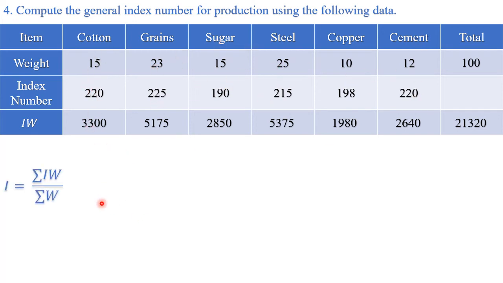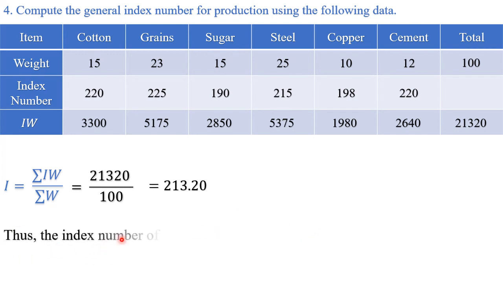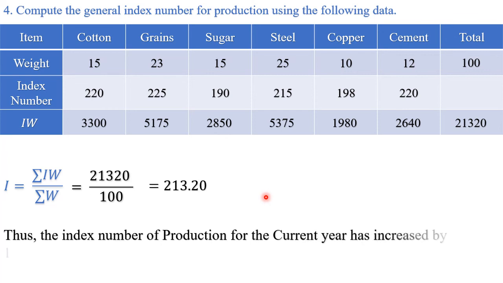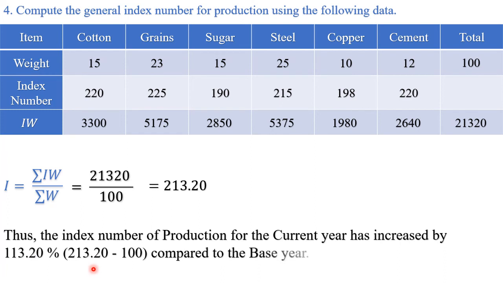Now put the formula I is equal to summation IW upon summation W. Just put these two values there and you get 213.20, and write a statement. The index number of production for the current year has increased by 113.20%, that is 213.20 minus 100, compared to the base year, and your sum is over.